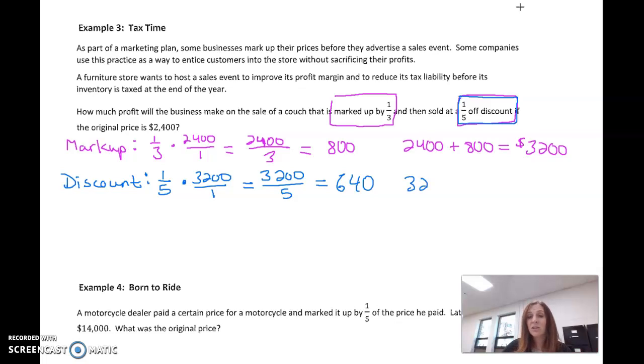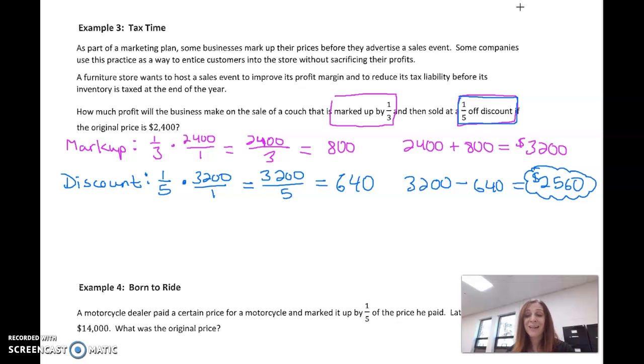So they were going to sell it to you for $3,200. If we subtract, discounts can be subtracted, markups add, discounts subtract. We're going to subtract $640, and that'll give us $2,560. That's the sale price.